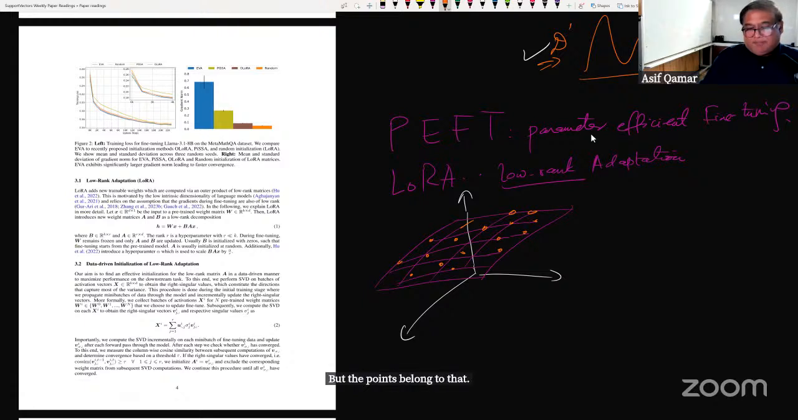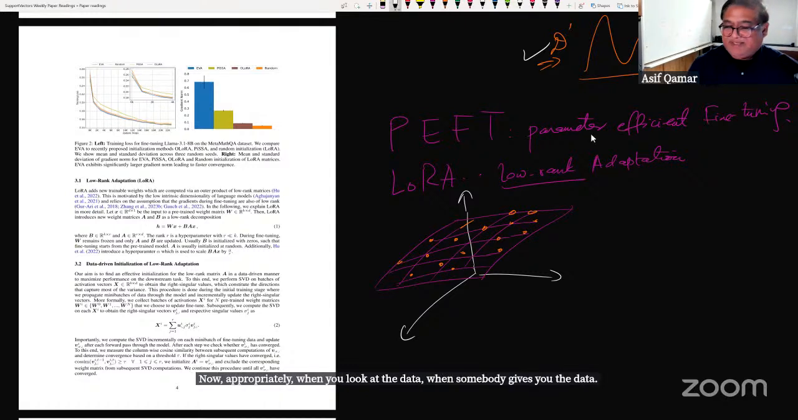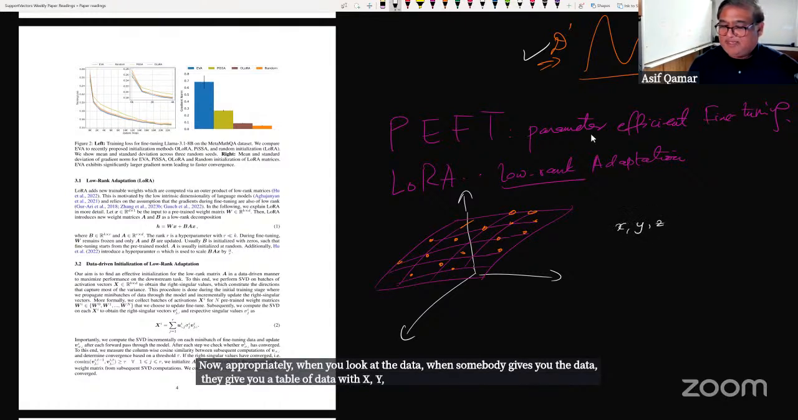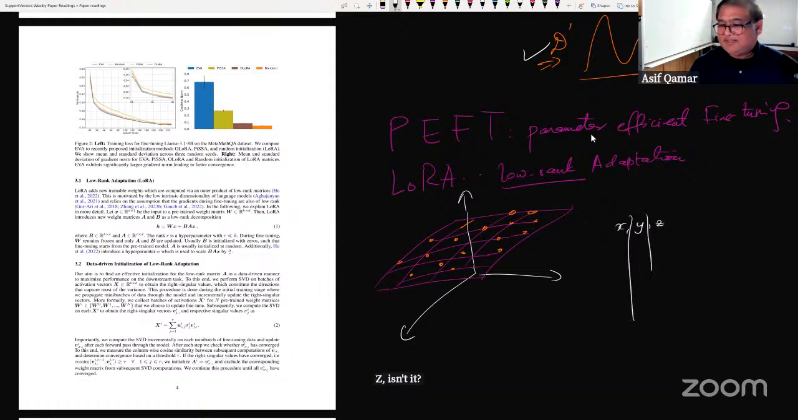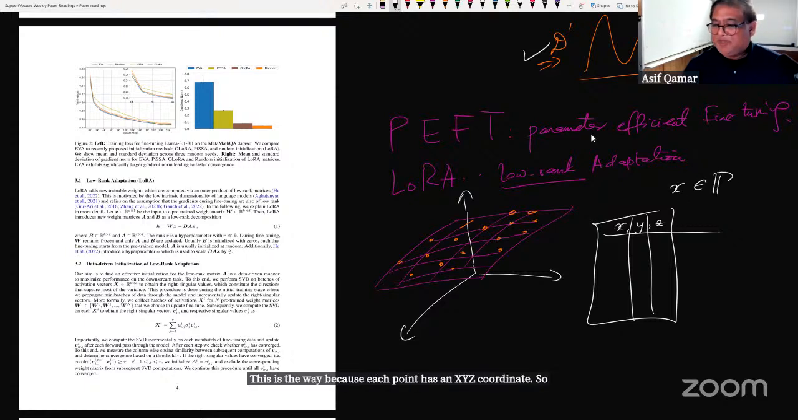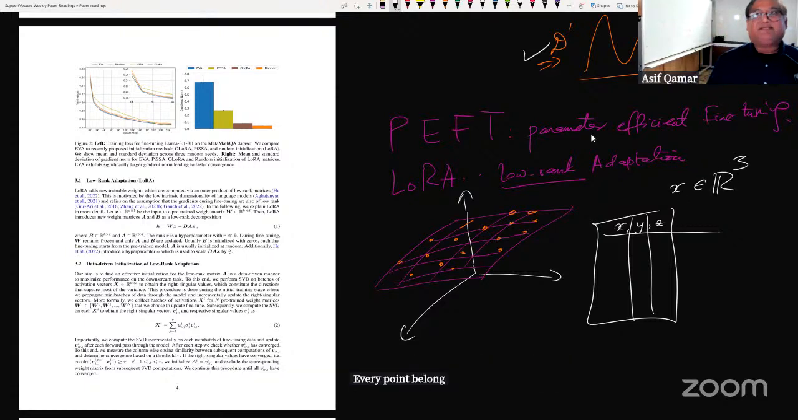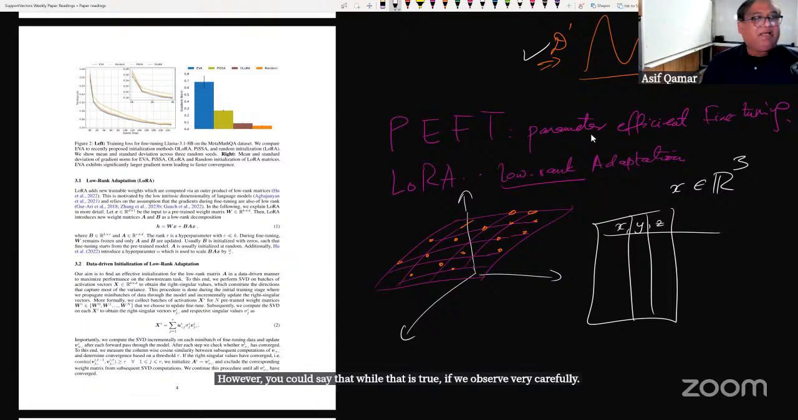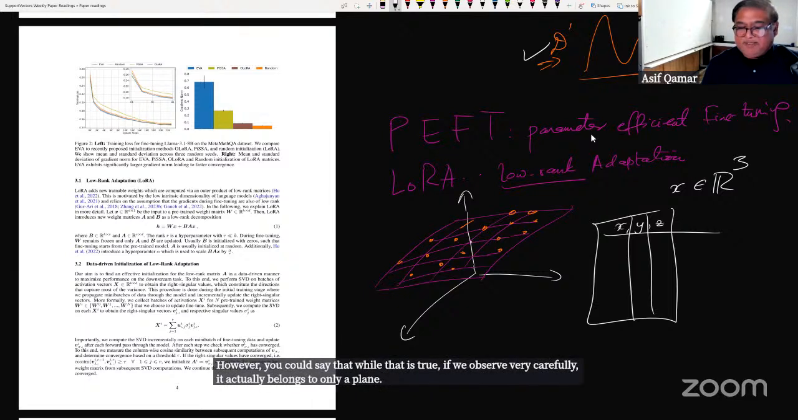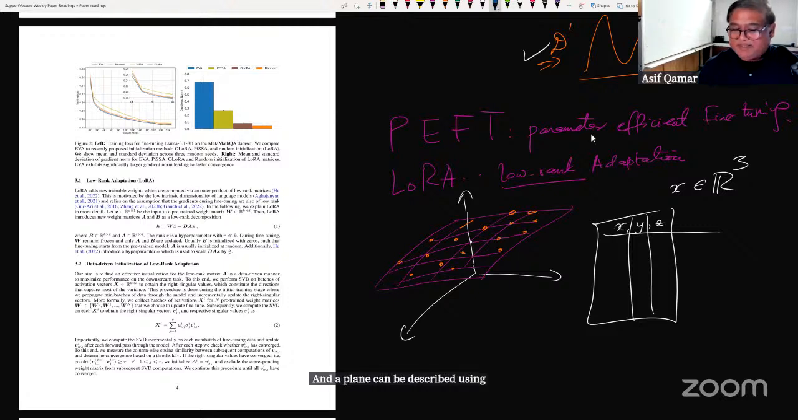Now, perpetually, when somebody gives you the data, they give you a table of data with X, Y, Z, isn't it? This is the way, because each point has an X, Y, Z coordinate. So in other words, every point belongs to a three-dimensional space. Does that make sense? However, if you observe very carefully, it actually belongs to only a plane. And a plane can be described using only two dimensions, isn't it?